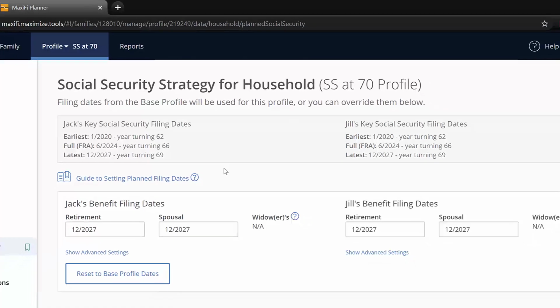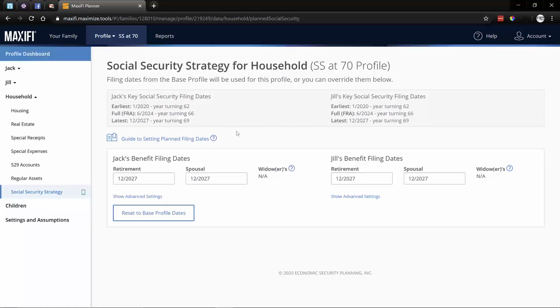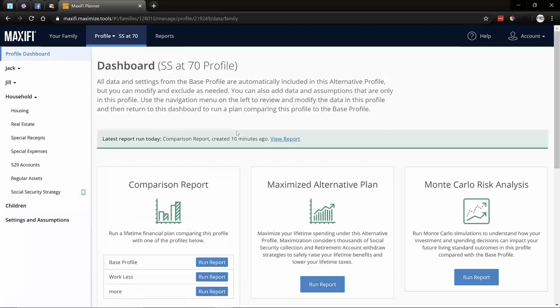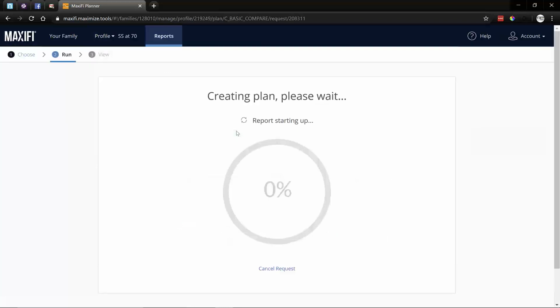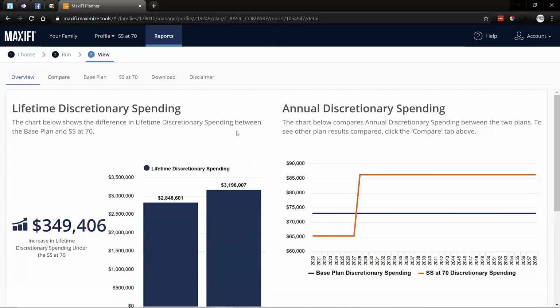So now the SS at 70 plan is exactly like the maximized plan, and I'll run it here real quickly and show you. So there's the $350,000. There's the orange line that shows the cash constraint.